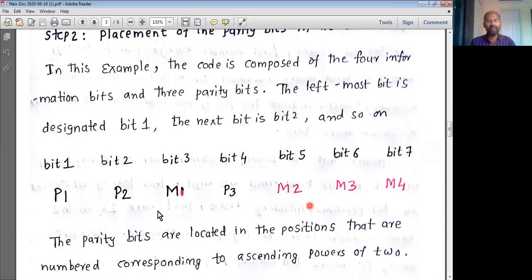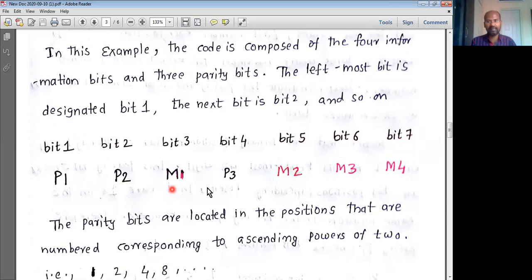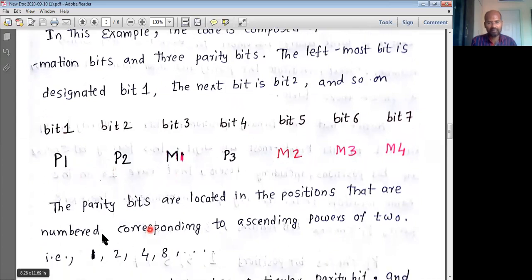In which locations do we place the parity bits, and in which locations do we place the message bits? That is shown here. In these two lines, we are saying where the parity bits go and sit. The parity bits are located in the positions numbered corresponding to ascending powers of 2.